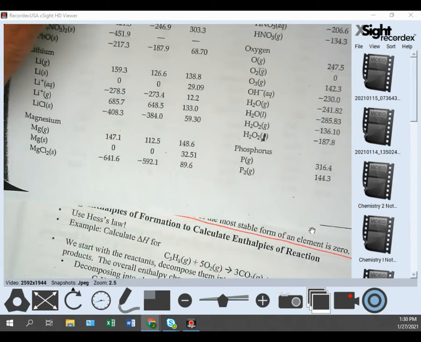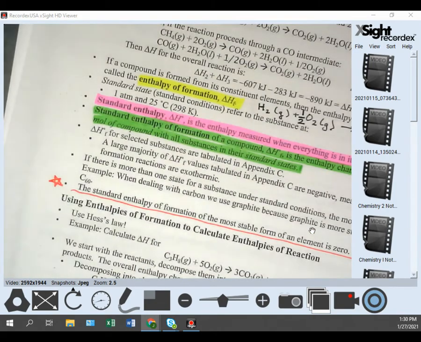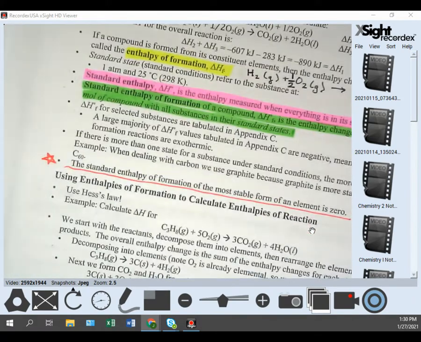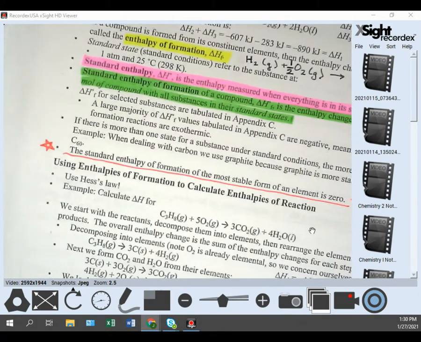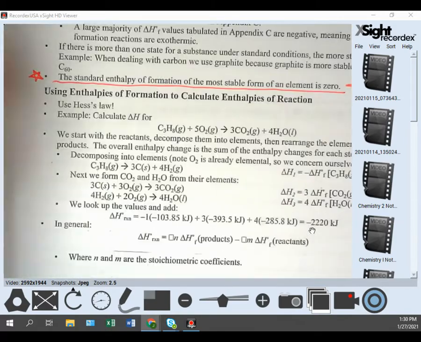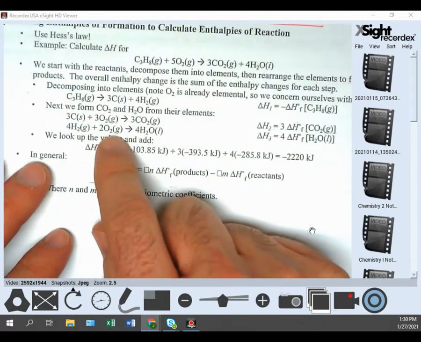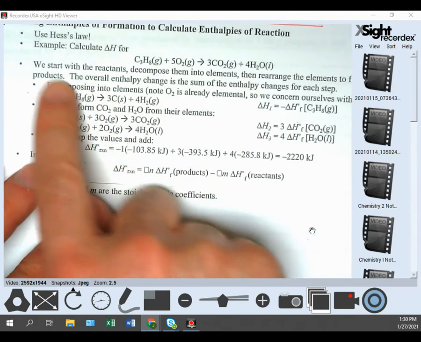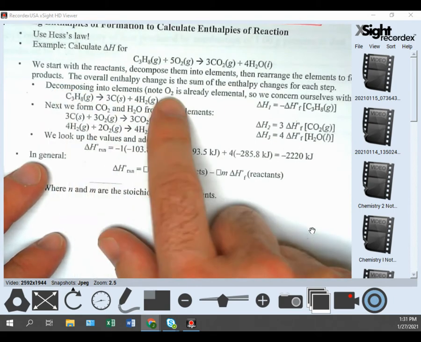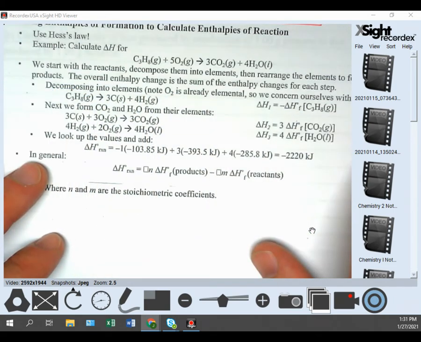Okay. All right. How do we use the enthalpies of formation to calculate enthalpies of a reaction? So we use Hess's law. So we start with the reactants, decompose them into elements, then rearrange the elements to form products. The overall enthalpy change, and so on.